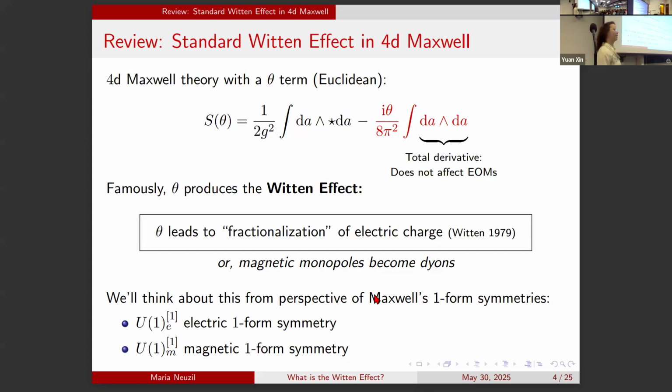But it turns out that it actually does have physical consequences, and that's called the Witten effect, which one way to state is that theta leads to the fractionalization of electric charge. Another way that you see people state this is that magnetic monopoles become dyons with fractional electric charge. But I'm going to be introducing this using some modern language. So I'm going to be talking about this from the perspective of Maxwell's one-form symmetries, the electric and the magnetic one-form symmetries.